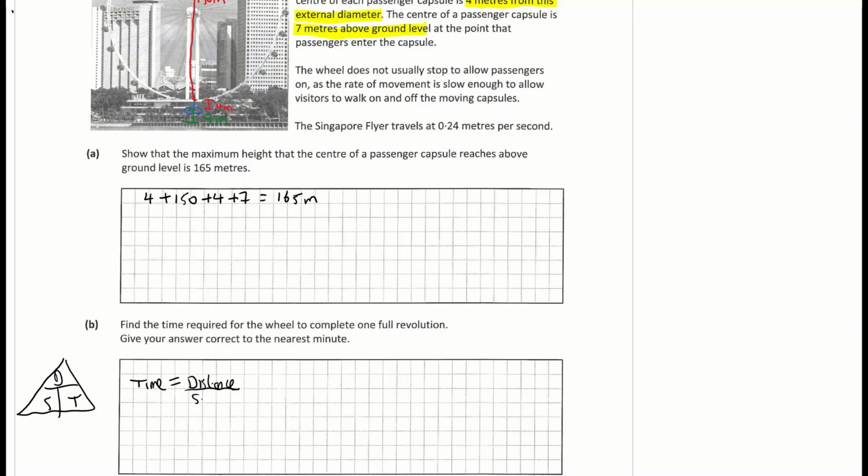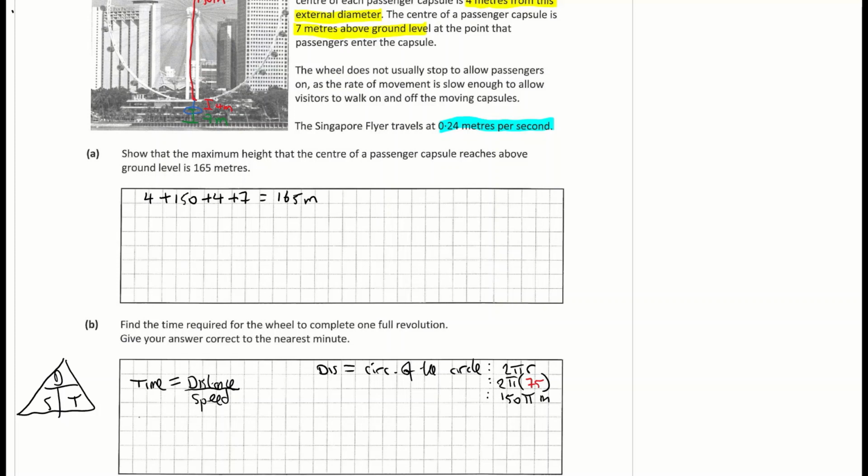by the speed. Now, from the question, we know what the speed is. The speed is 0.24 meters per second. So we know that part, but we need to go off and find the distance of the full revolution. And the distance is basically the same as the circumference of the circle. And the formula for the circumference of a circle is given by 2 pi r from our log tables. And we know the radius of this wheel, it's going to be 75 meters, because remember it tells us in the question that the diameter of the wheel is 150 meters. So that's giving me a revolution or circumference of 150 pi meters.